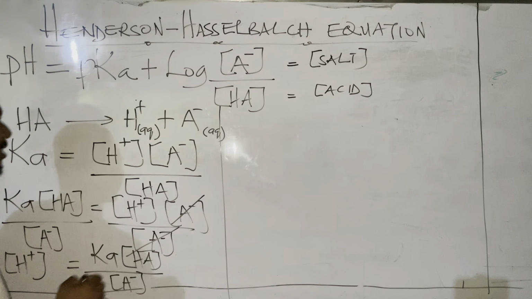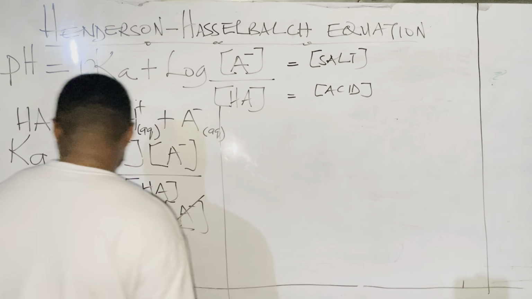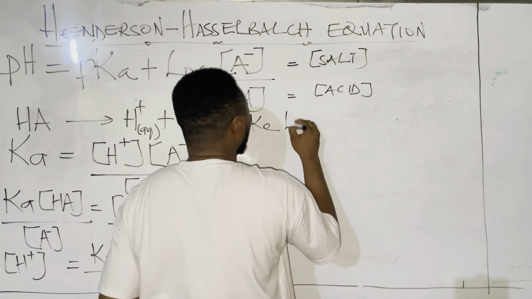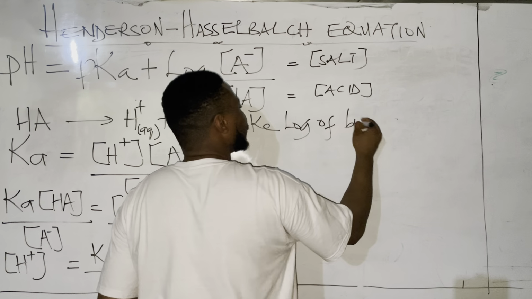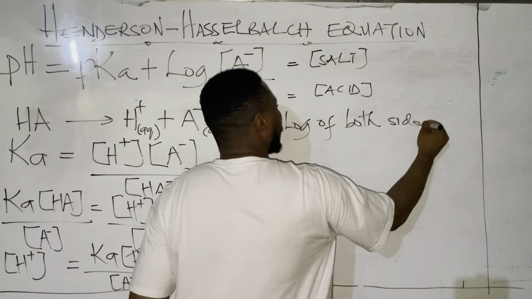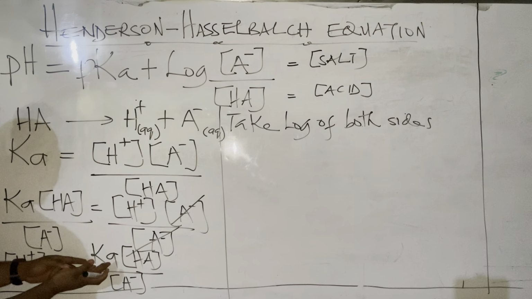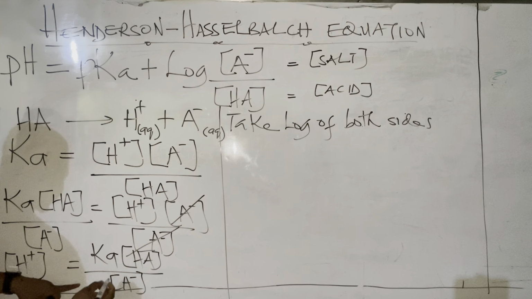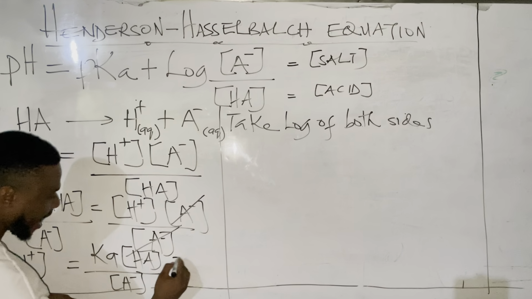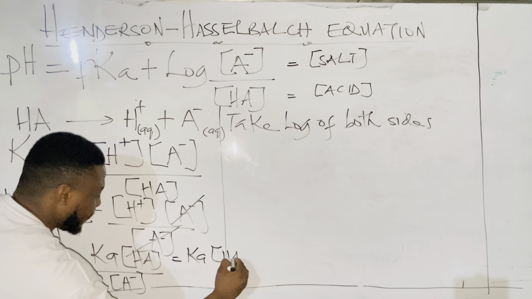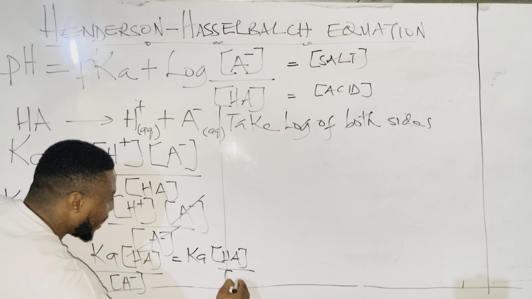Okay? So now after this, the next thing is to take the log of both sides. But now what you need to express is this. If you're taking the log of both sides, you need to first of all express this guy as Ka, then times HA all over A minus.